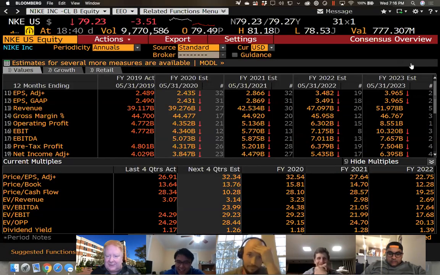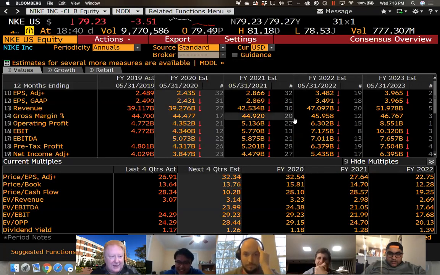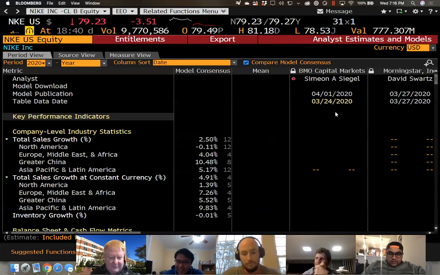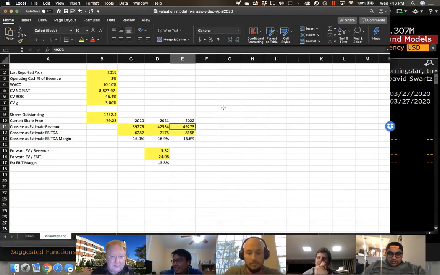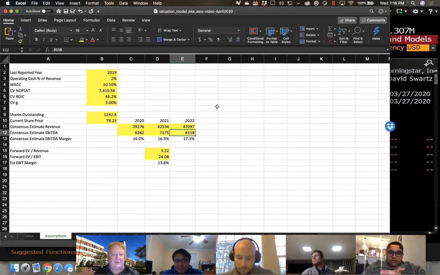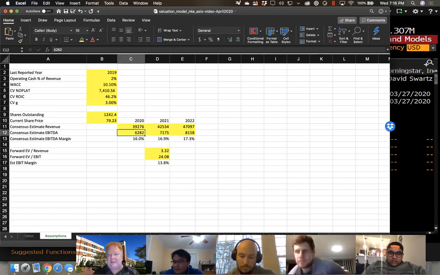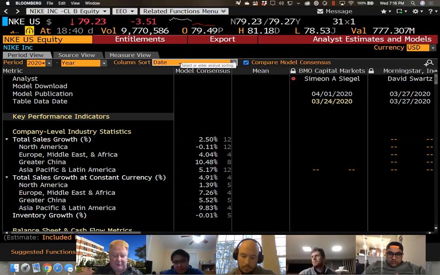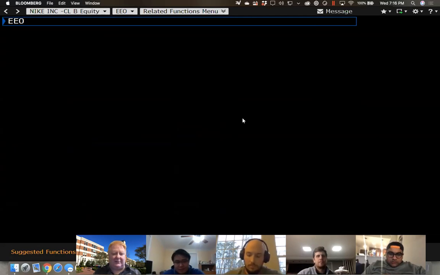For 2022, it's now revenue 47,097. So basically, Wall Street's been projecting down revenue, obviously because of the coronavirus. Now for EBITDA estimates, again, we'd want to put those in for the next 3 years.